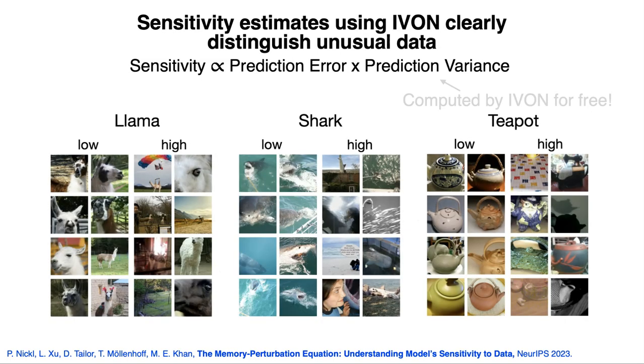This sensitivity estimate can also be used to distinguish unusual data. For example, here shown on ImageNet, we find that low sensitivity examples are usual. For example, for the shark class, these are sharks shown in bright blue water, while the high sensitivity examples are unusual. For example, a shark stuck in the roof, a llama attached to a parachute, or teapots that don't follow the common shape of the low sensitivity examples.